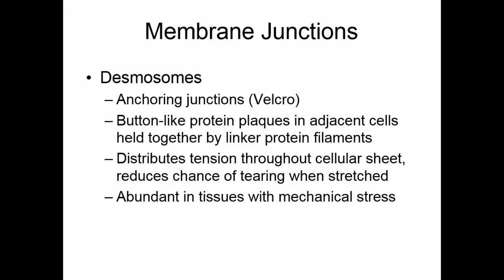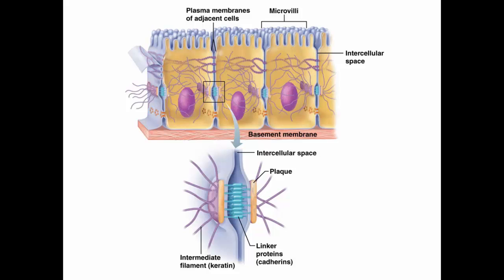We find this in tissues where there's a lot of mechanical stress, things like the dermis of the skin and the heart tissue. So here are the desmosomes, these protein plaques, and the linker proteins. This would allow for a lot of twisting and turning, and this cell junction would not break. We do have some intercellular space, so molecules can get in between the cells.